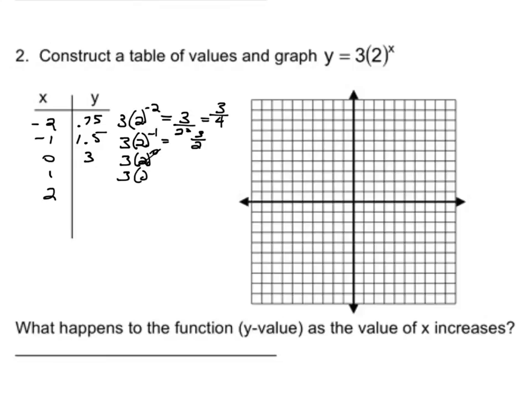3 times 2 to the first is 6, and 3 times 2 squared is 3 times 4, or 12. So you notice these are the same y values, but they've reversed. Now our value at negative 2 here is our smallest value. At negative 1, we're at 1/2. At 0, 3 is the same. We have 1/6. And we have 2 is at 12.